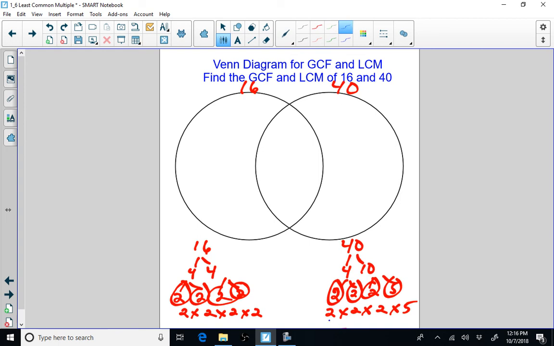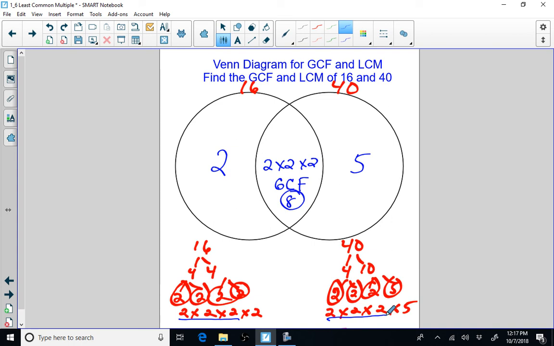What are the factors that are common to both? 3 powers of 2, 3 powers of 2. So 2 times 2 times 2 is going to be the greatest common factor. 2 times 2 is 4, times 2 is 8, your greatest common factor. The factors that are unique to 16 would just be the 2. The factors not on the line for 40 would be 5.